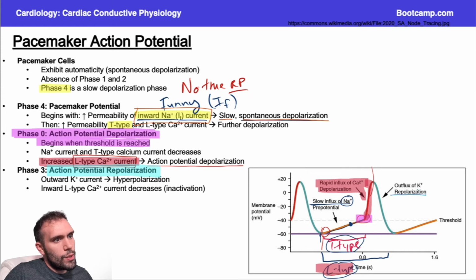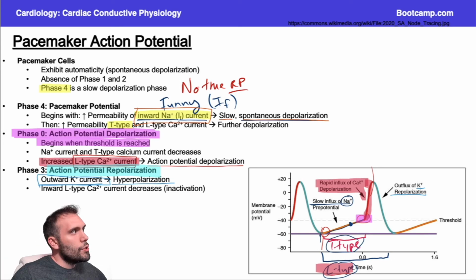And this is largely, once again, driven by potassium, similar to what we see in nerves and in skeletal muscle. So it's an outward potassium current, where I'm taking positive charges out, so I'm going to cause a hyperpolarizing state. And the other thing that happens here is that the L-type calcium that was the cause of the depolarization is going to decrease, and those channels are going to inactivate. And so primarily, again, if you have to remember one thing about this phase, it's driven primarily by this outward potassium current.